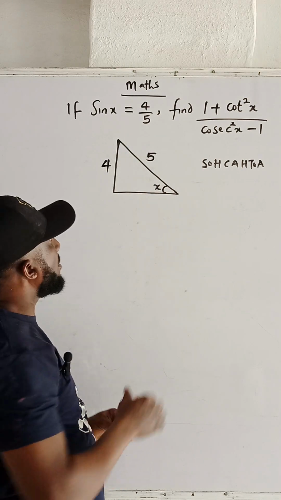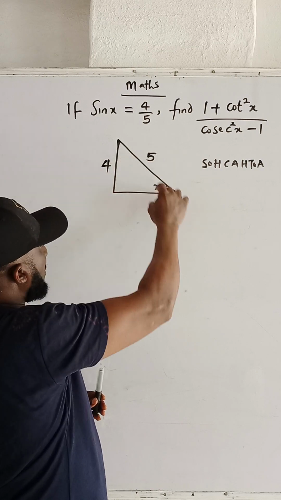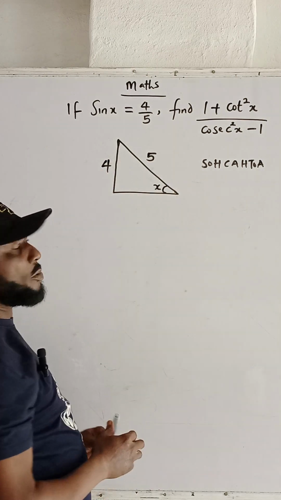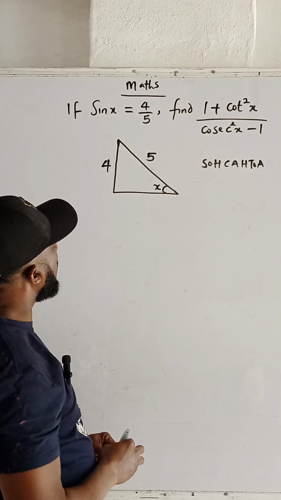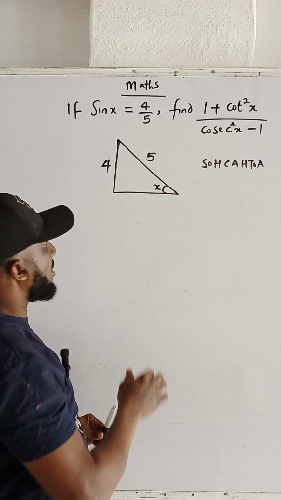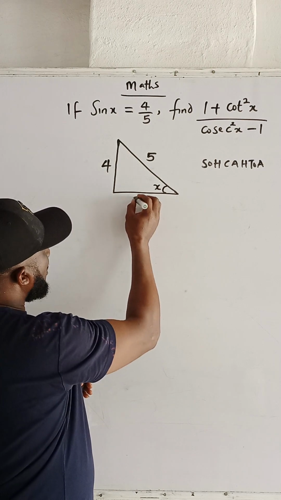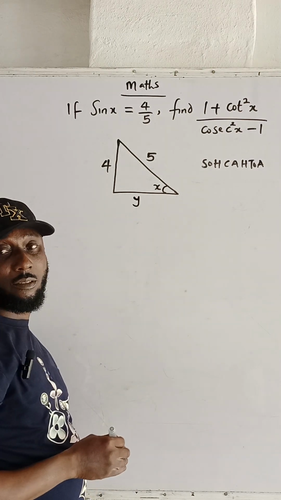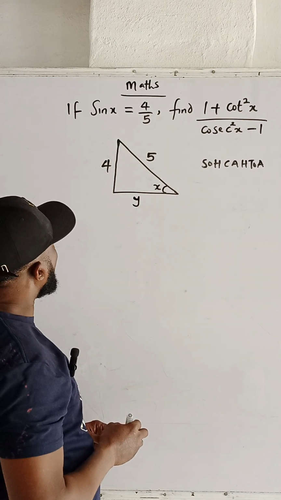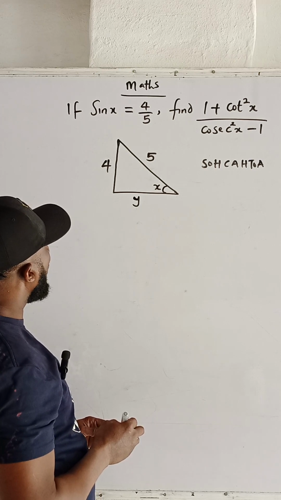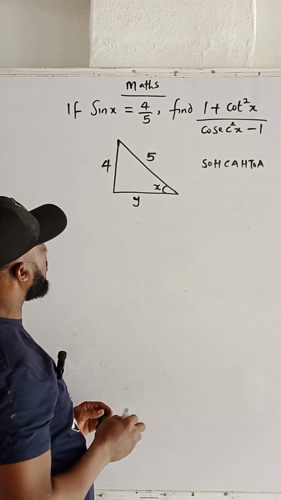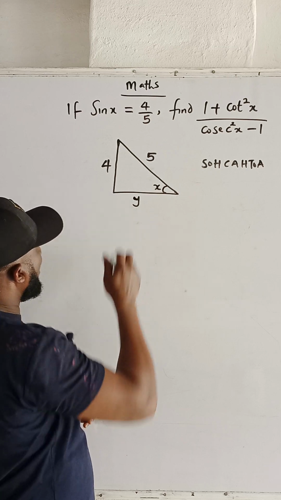So this means the side facing the given angle in the right angle triangle is the opposite side. Then, as you can see in the triangle, the adjacent side is missing. So we have to use Pythagoras' theorem to calculate this side y.